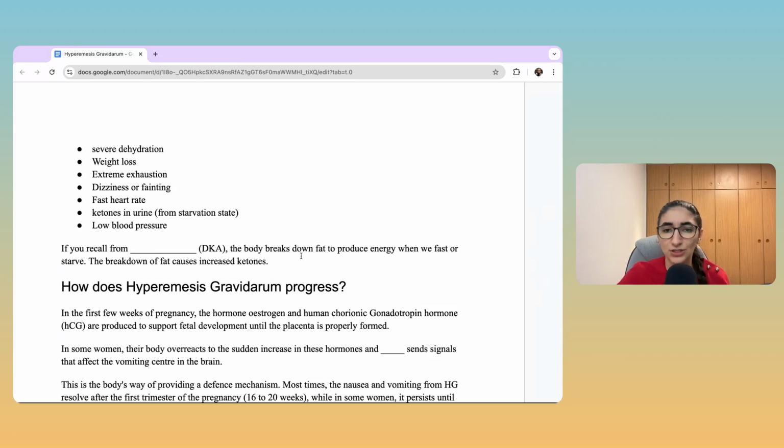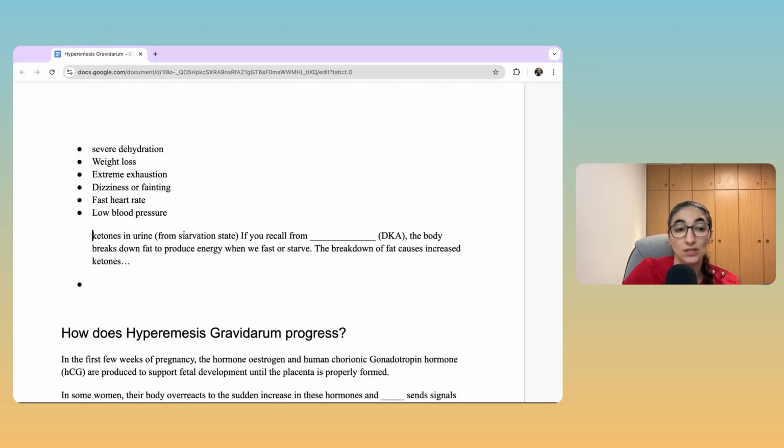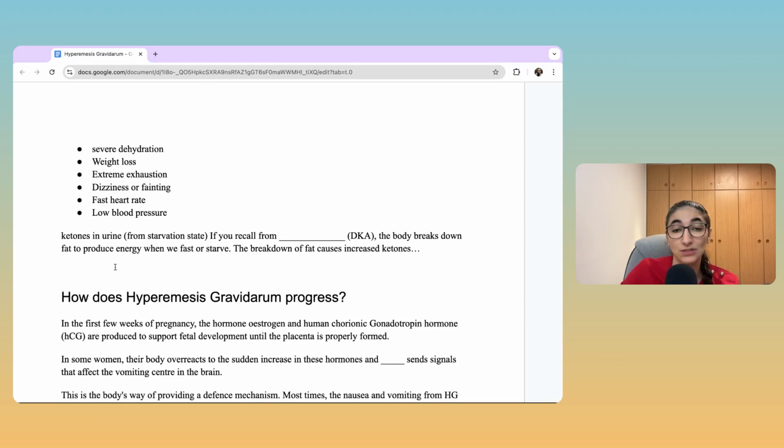The body breaks down fat to produce energy when we fast or starve. The breakdown of fat causes increased ketones. And then I'm not actually sure what the point is here. So are you trying to say that if your body's gone into starvation mode, you're starting to produce ketones and that can make you feel ill? So you've kind of got that point here in the bullet point, but you've kind of disconnected it down here. So again, I would probably put that under that bullet point or separate out this bullet point so that it's its own section.